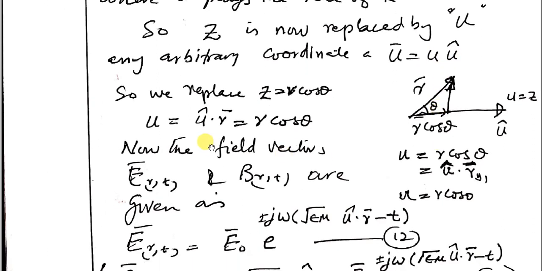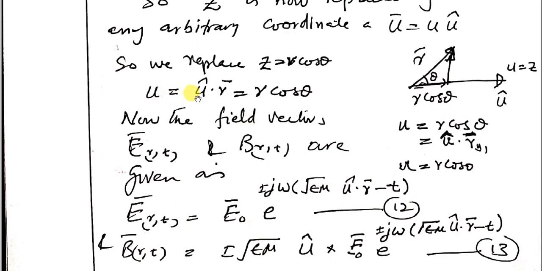So we replace z with r cos theta here. Now r is some position vector and u is the direction, so the projection of r on the z axis is r cos theta, which also has the same direction as u. So we take the unit vector u dot r, the projection, which is equal to r cos theta.